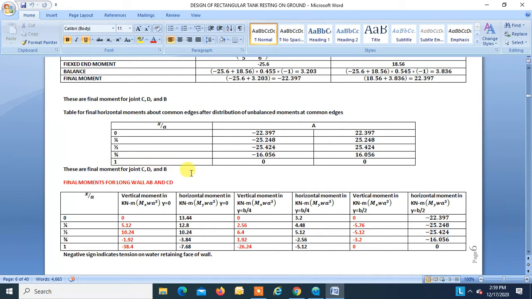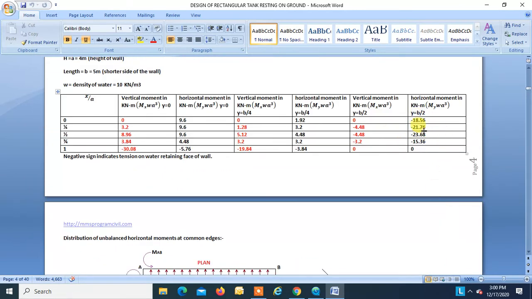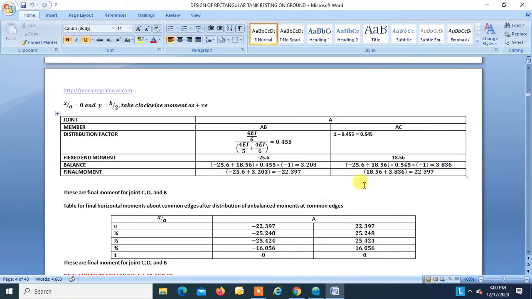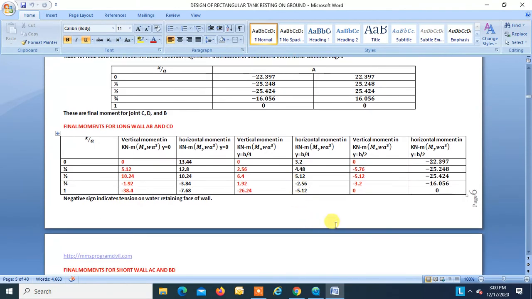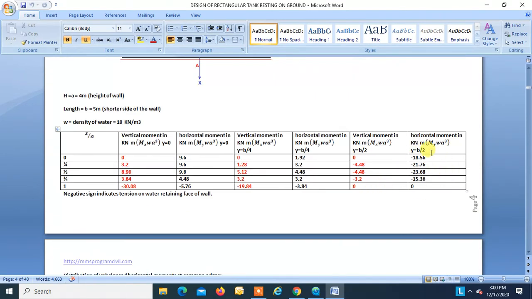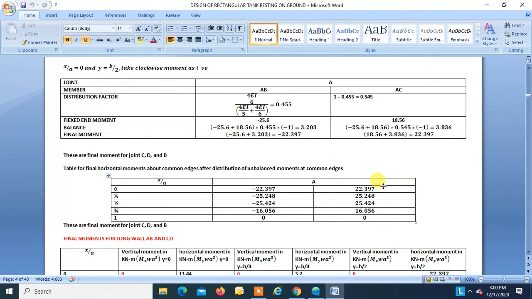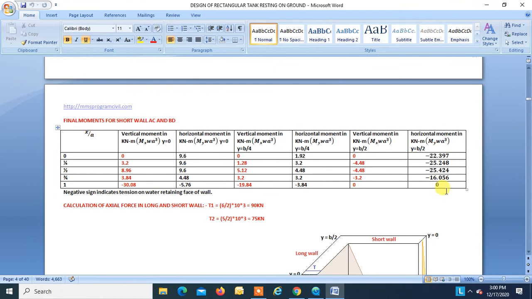So now we will have to change our final moment table, that is for the long span. Whatever moment we got over here, now has to be replaced by this. Okay, so that has been replaced by this over here. For the long and short wall, whatever moment we got using the coefficients from the table now has to be replaced by this, which we have replaced over here, right?